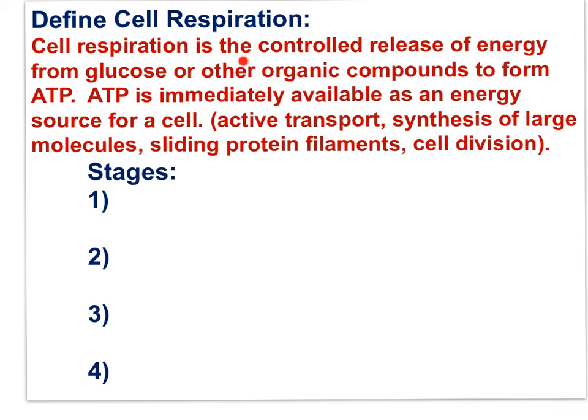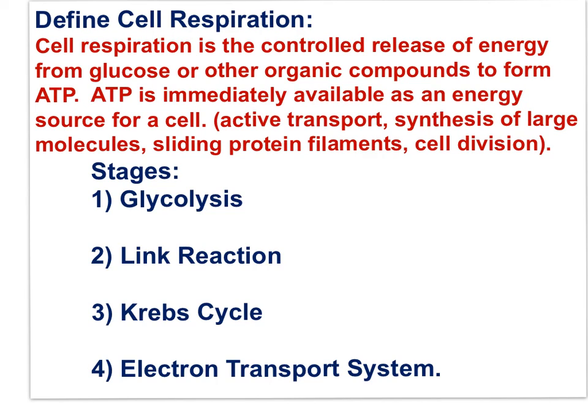Remember, cell respiration is the controlled release of energy from glucose or other organic compounds to form ATP. Cell respiration occurs in stages. This is the controlled release aspect of glucose breakdown: glycolysis, link reaction, Krebs cycle, electron transport system. Here are the 4 stages provided in writing. Part 2 covers glycolysis and the link reaction. Part 3 covers the Krebs cycle. And Part 4 covers the electron transport system.